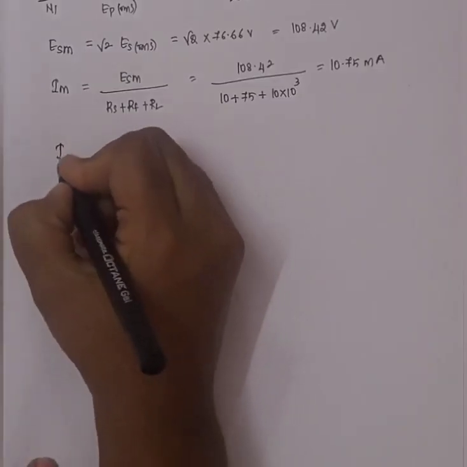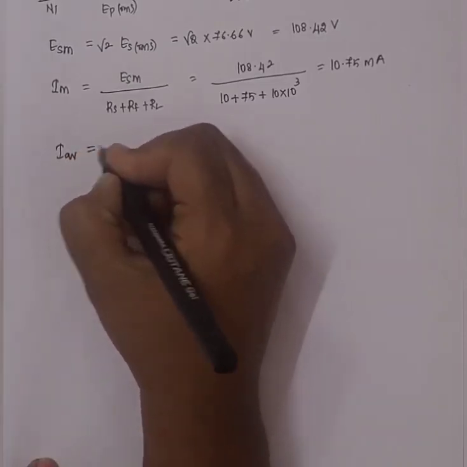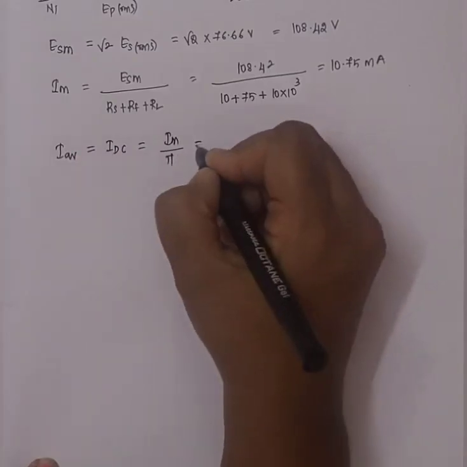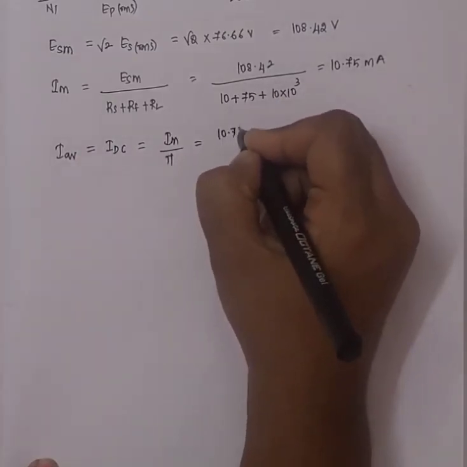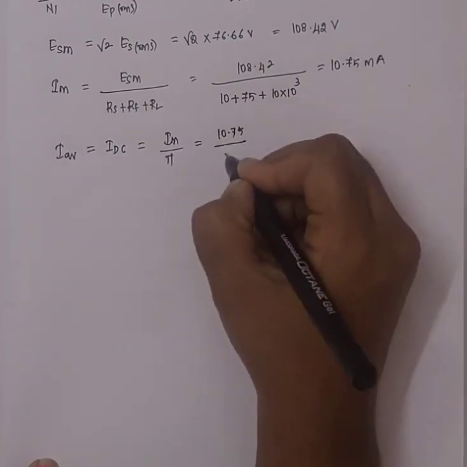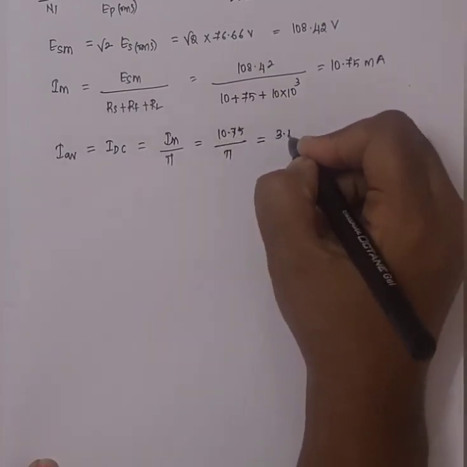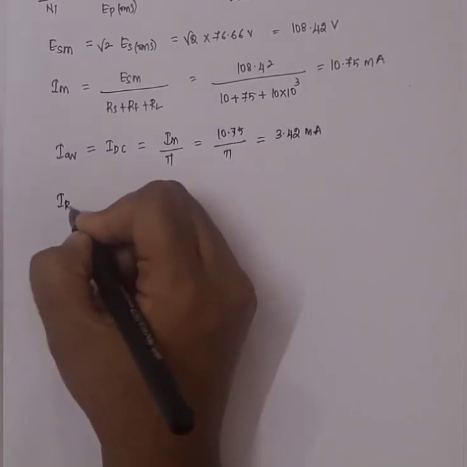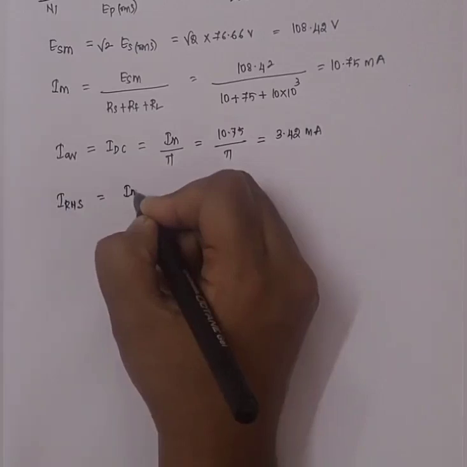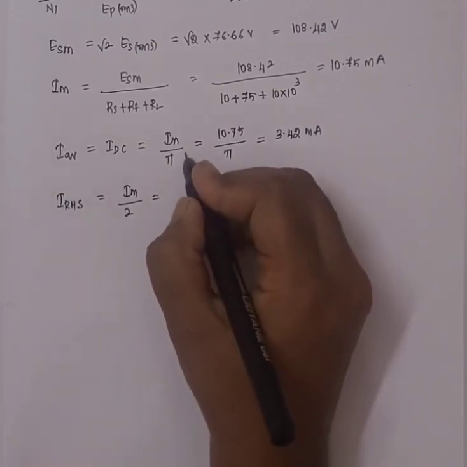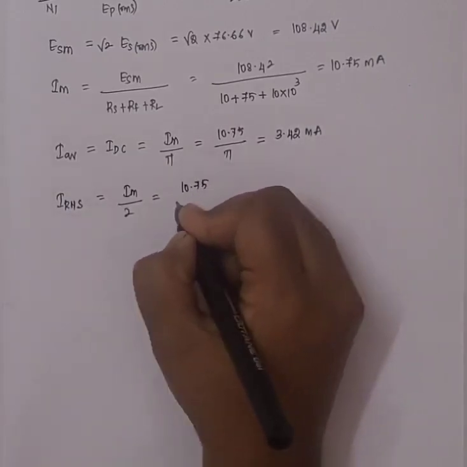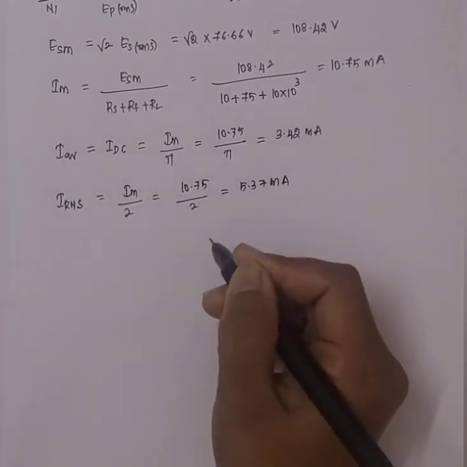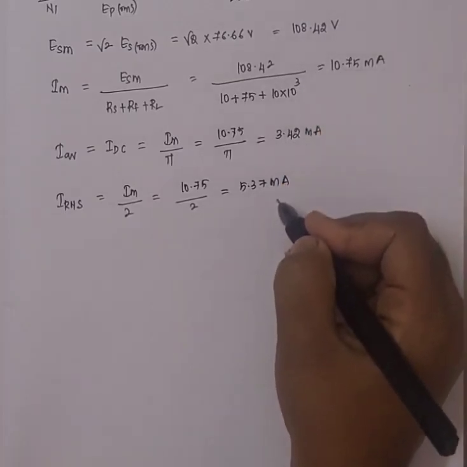Now let us calculate the average value of current, that is IDC, which is equal to IM divided by pi. So IM is 10.75 milliamperes divided by pi, which is nothing but 3.42 milliamperes. Next is the IRMS value, which is equal to IM divided by 2. Again, IM value is 10.75 divided by 2, which is 5.37 milliamperes.